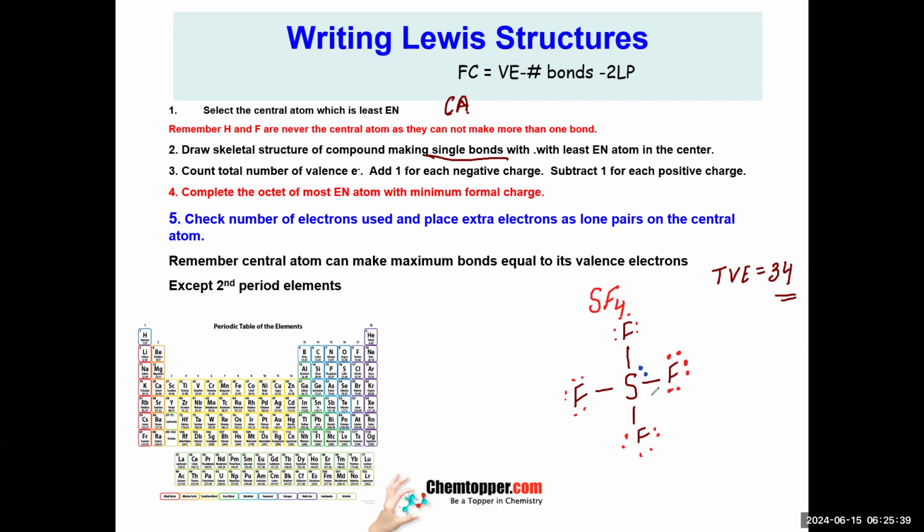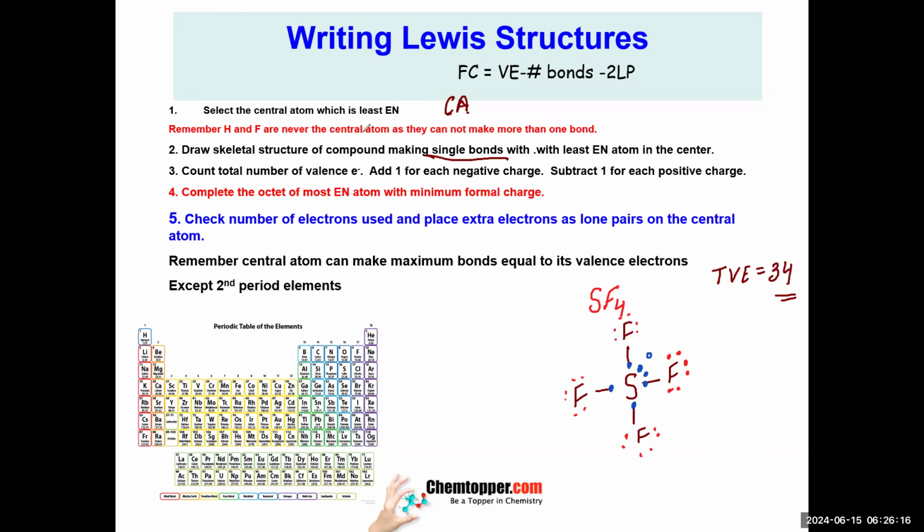Let's see if sulfur has any problem. Sulfur has 6 valence electrons. You know that. 6, right? So 1, 2, 3, 4, 5, 6. 6 minus 6, 0. Sulfur is 0 formal charge. It's using 4 in bonding and 2 as a lone pair. So all the 6 electrons are well justified here. So 6 minus 6 is 0. So this is the Lewis-Dot structure of SF4.